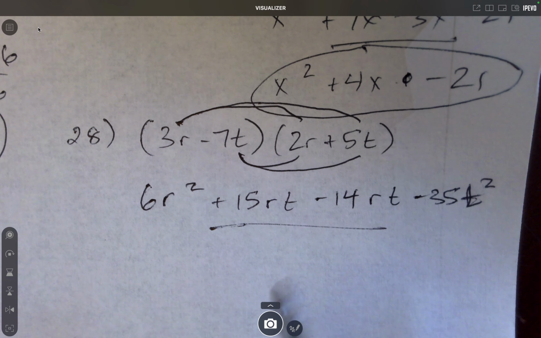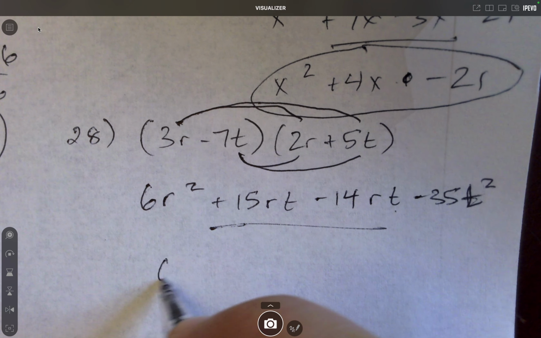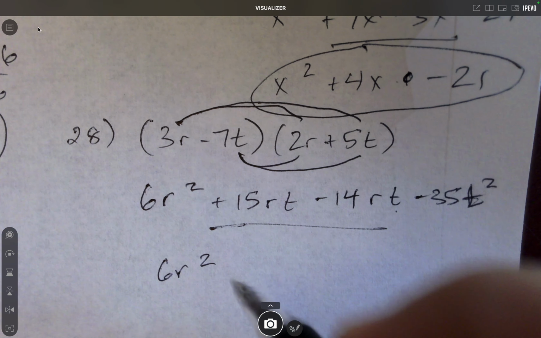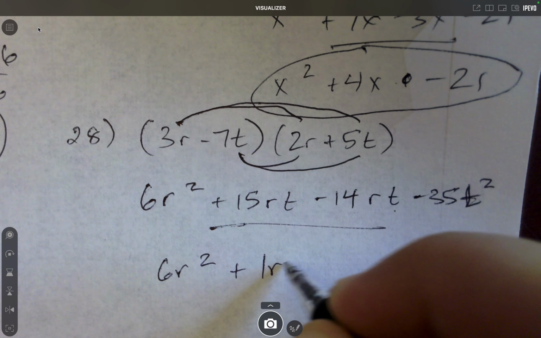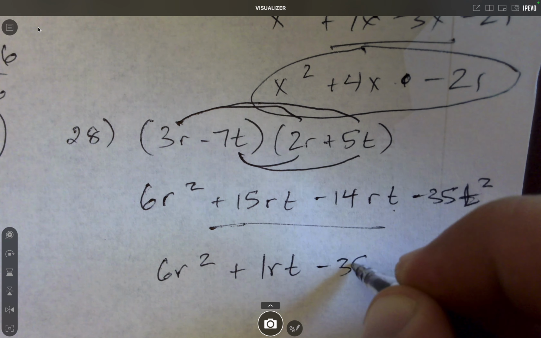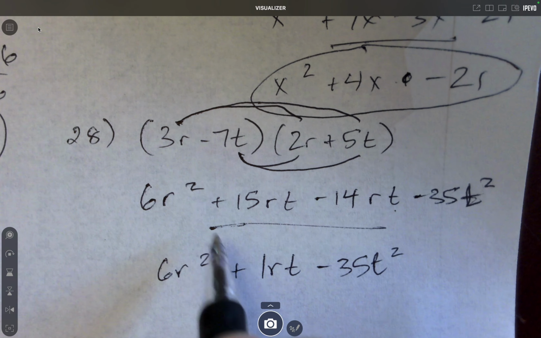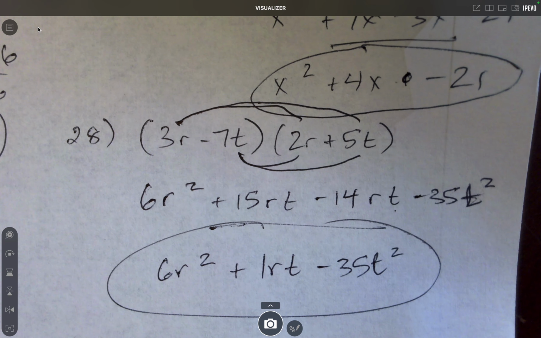These are like terms. Even if you have this written as tr, they're still like terms. They both have an r and a t. 15 minus 14 is 1, and if you want to put 1 you can, but you don't have to. But that would be our final answer.